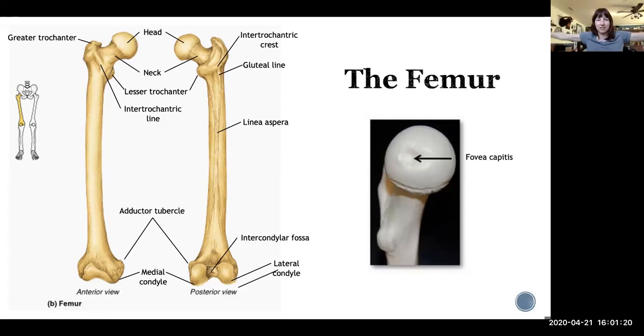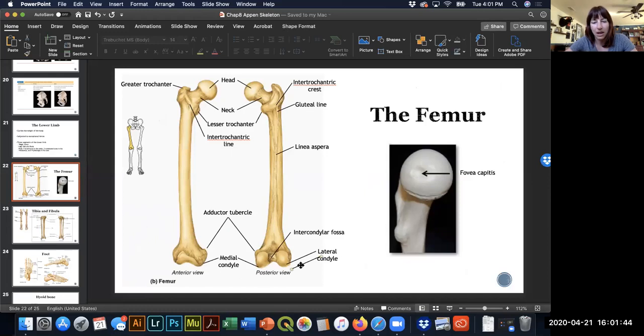To adduct is to basically add to the rest of your body, so to bring in towards the midline. So the adductor tubercle is where the muscle that is involved in pulling your legs closer to the midline attaches. We've got a medial and a lateral condyle and a random line.